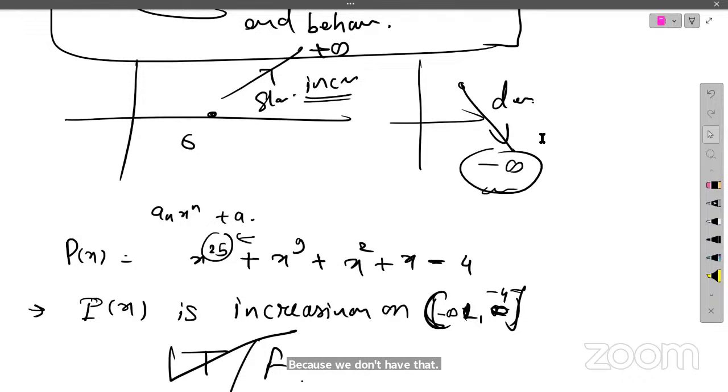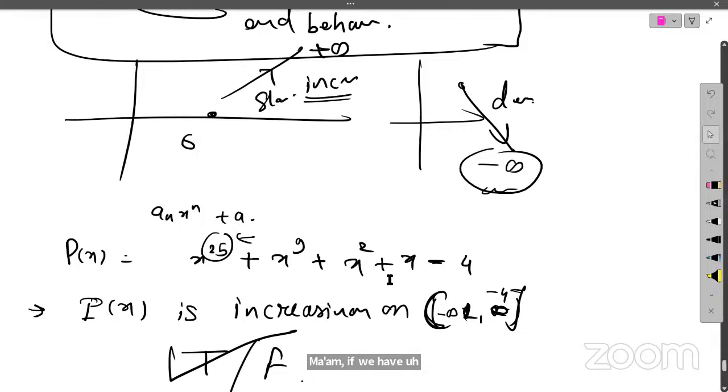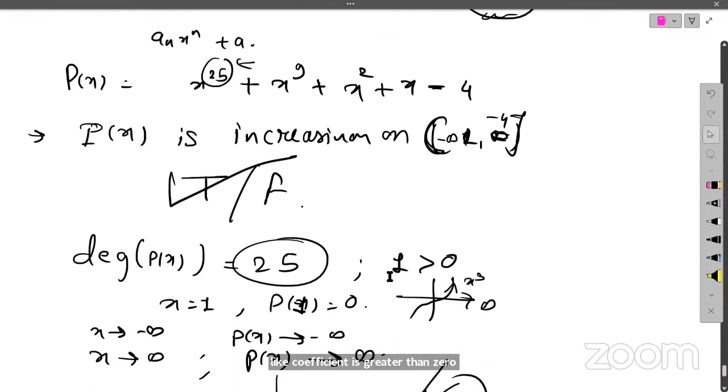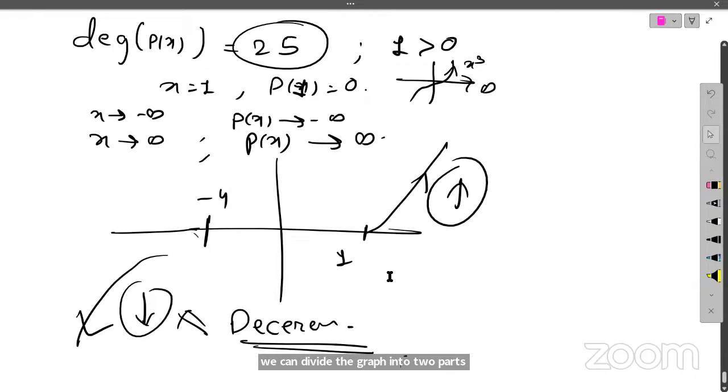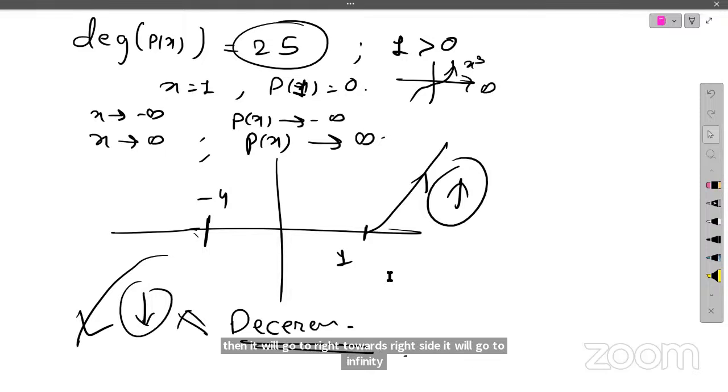Ma'am, can I say something about this? If the coefficient is greater than 0, then we can divide the graph into two parts at 0, the positive side is the right hand side and the negative side is the left hand side. So if the leading coefficient is greater than 0, then towards the right side it will go to infinity. Or if it is negative, then it is going to minus infinity.